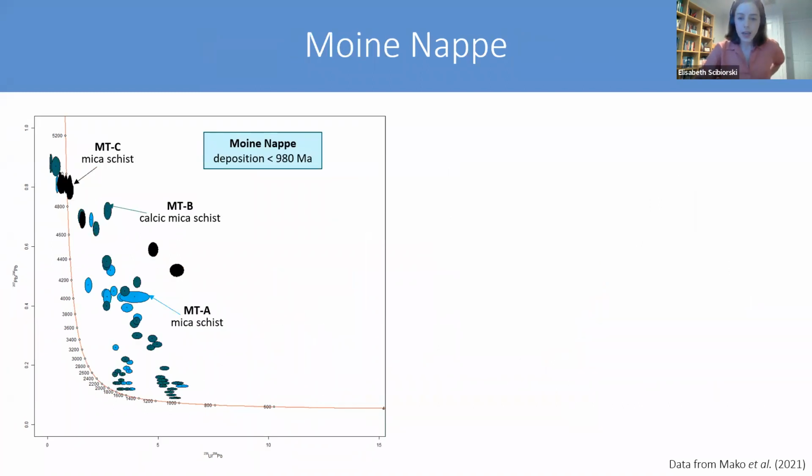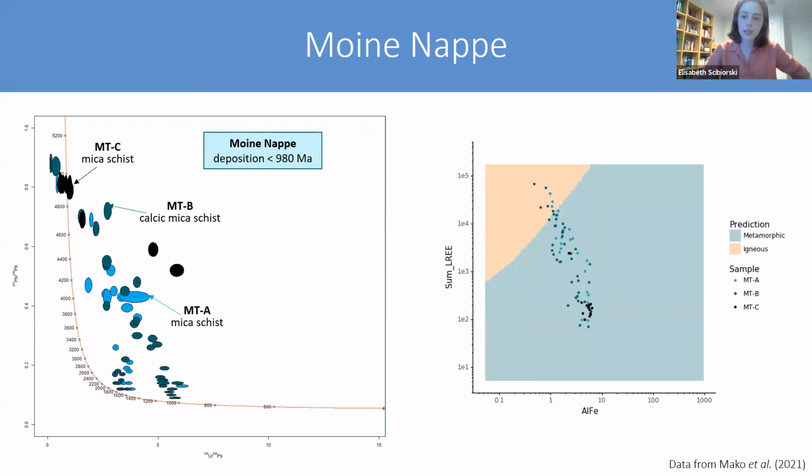Okay, so now let's talk about the data from the Moine Nappe, which is a little bit more complicated. So the titanites from these samples mostly have pre-Cambrian ages, with some evidence for younger overprinting. Now, we can already see from the geochronology that some of the titanites must be detrital because they have uranium-lead ages that are older than the age of the deposition of the sediment. And we can see with the igneous metamorphic classifier here that the samples mostly plot in the metamorphic field, with some analyses crossing over into the igneous field.